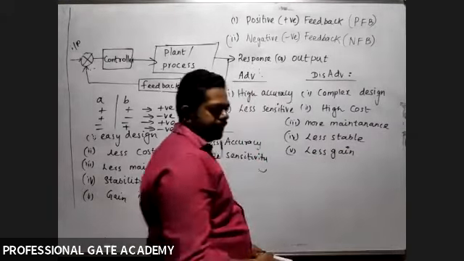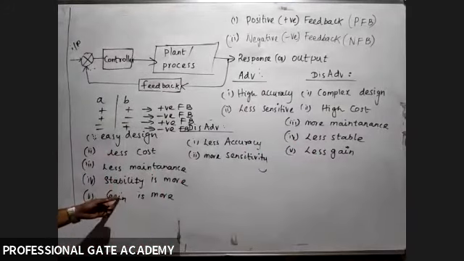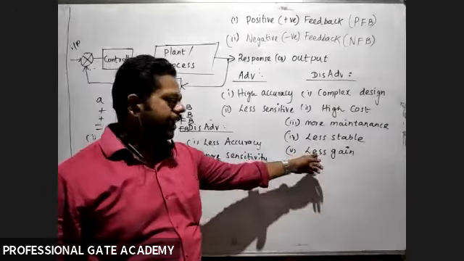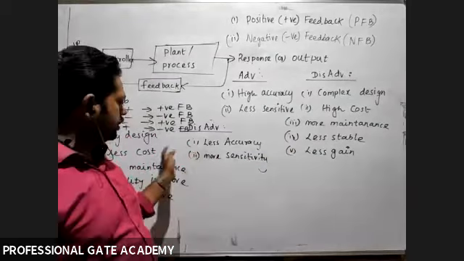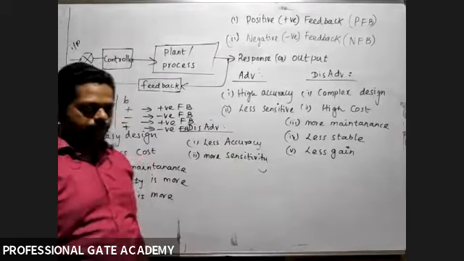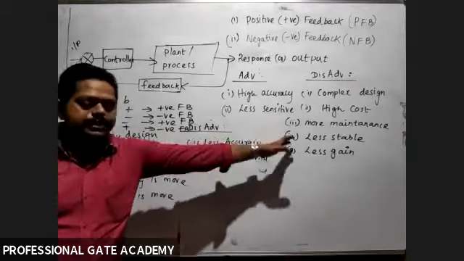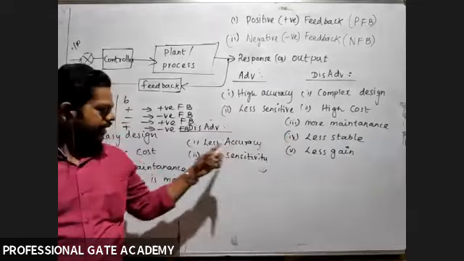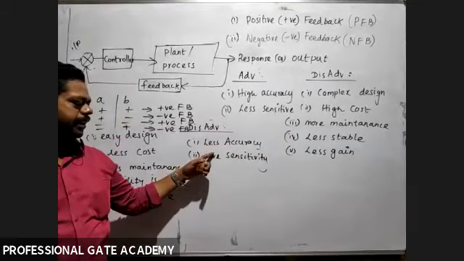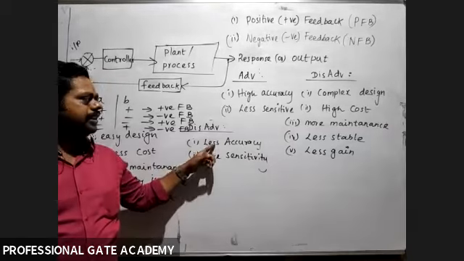So gain decreases. In an open loop system gain is more, but in a closed loop system gain is less. So we only repeated the same points. Here are the advantages, and here are all the disadvantages. The disadvantages of the open loop system are all advantages in the closed loop system.